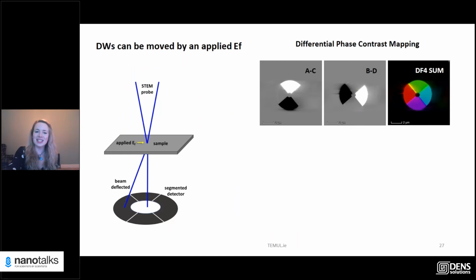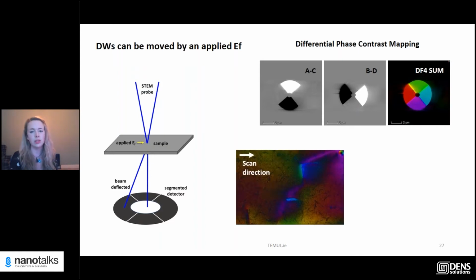Okay, so we started off by saying this is great. We're able to move the domain walls under the electric field. We're able to say we know what displacement means what. So we then want to look at this live, across the whole field of view, of what's happening when you apply a bias. So we started using the applied electric field of the STEM probe.